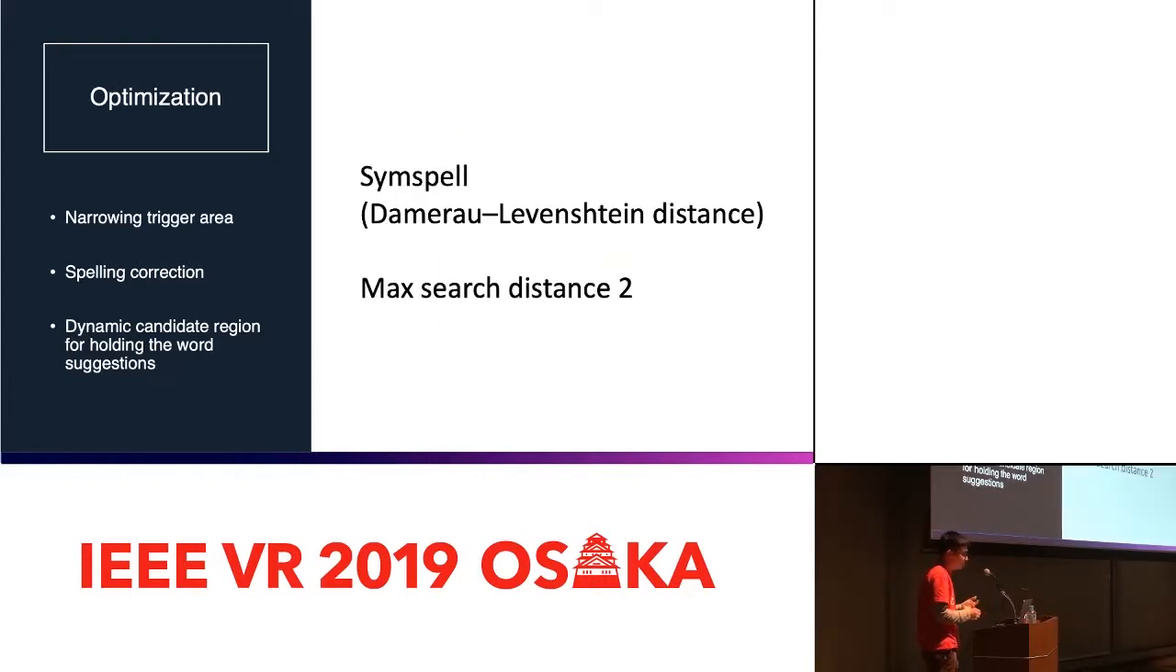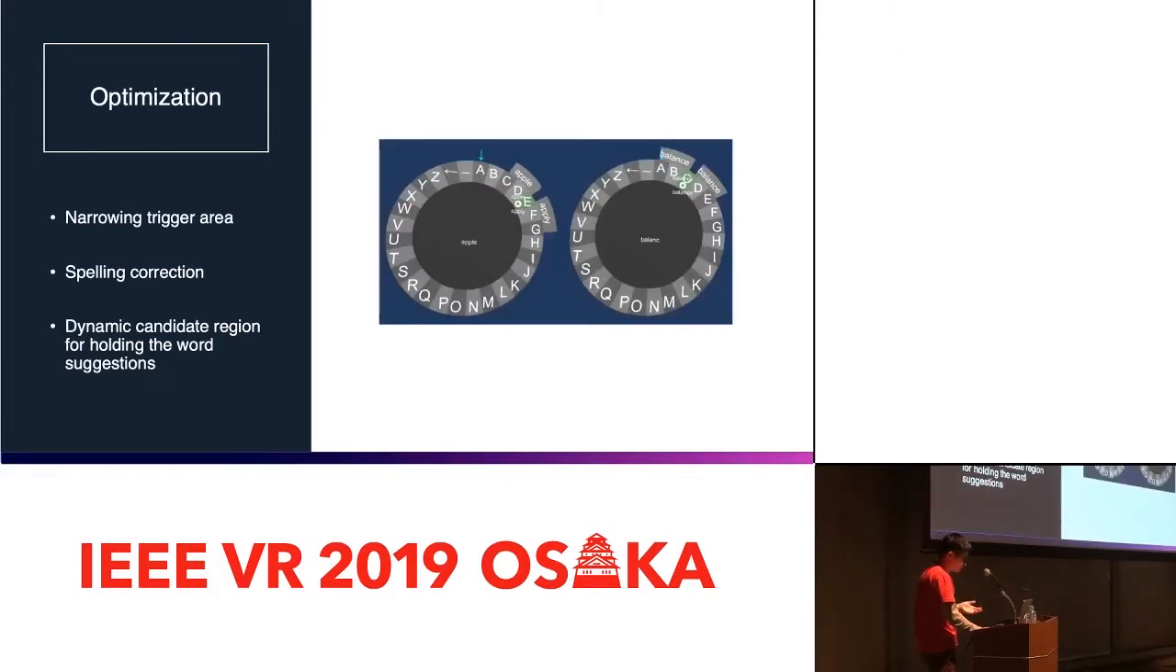This is also open sourced. You can try it. We set the maximal search distance as 2, so this can provide us more accurate word suggestions. We then invented a dynamic candidate region for our layout, which is something like this. We will show examples soon in the next slide.